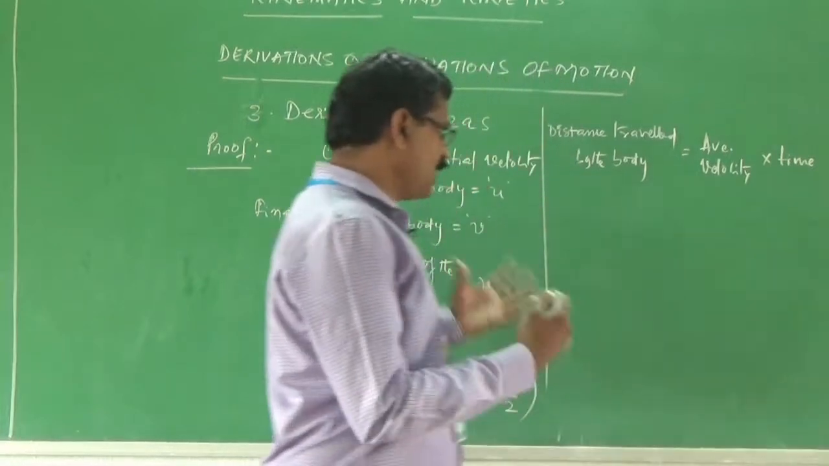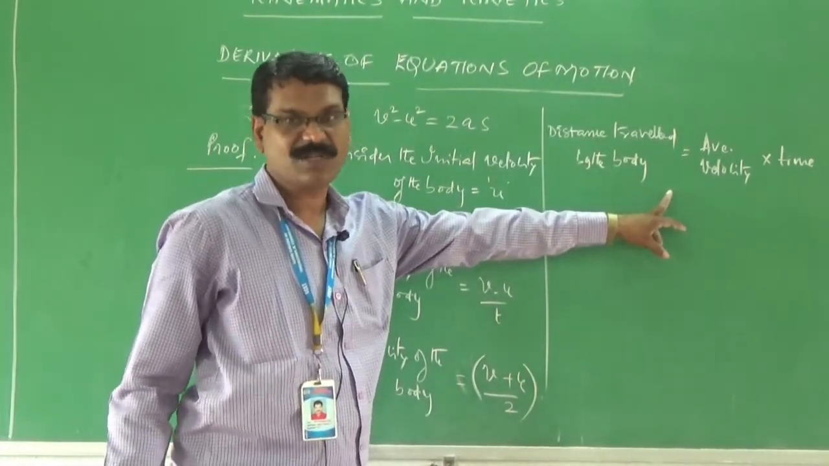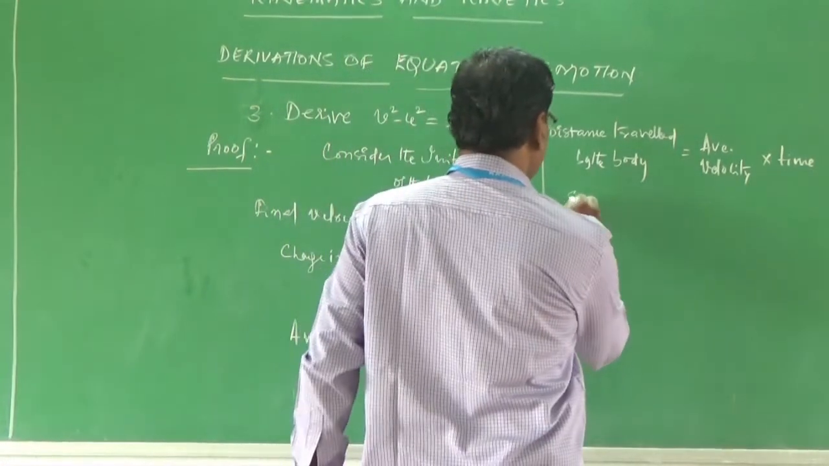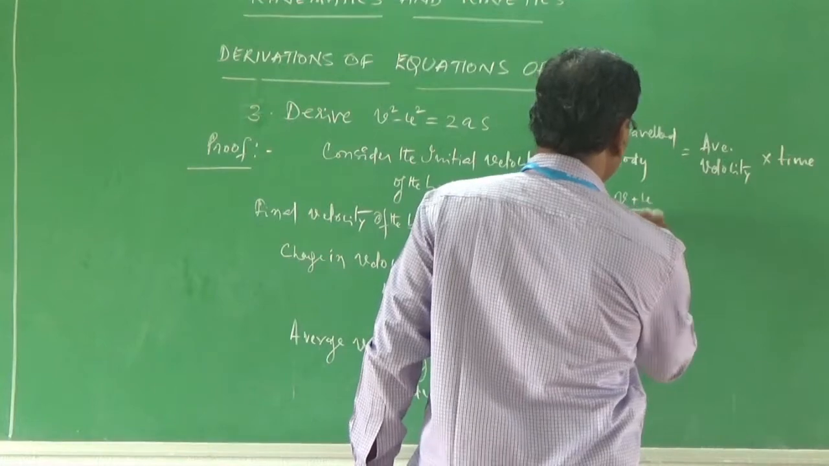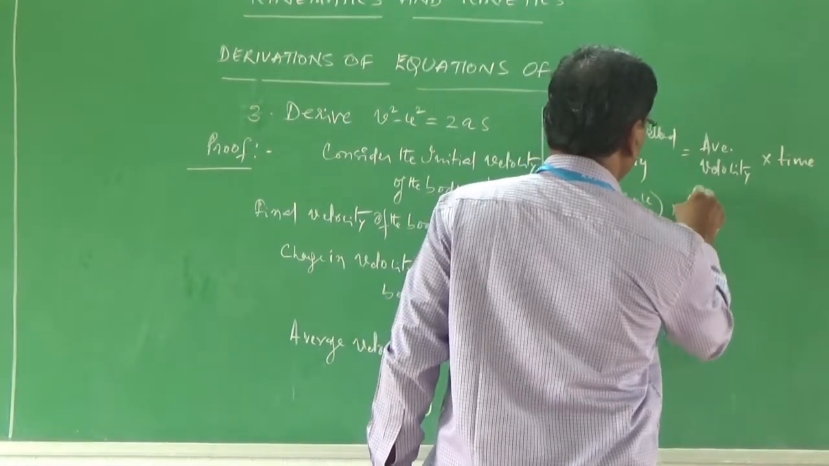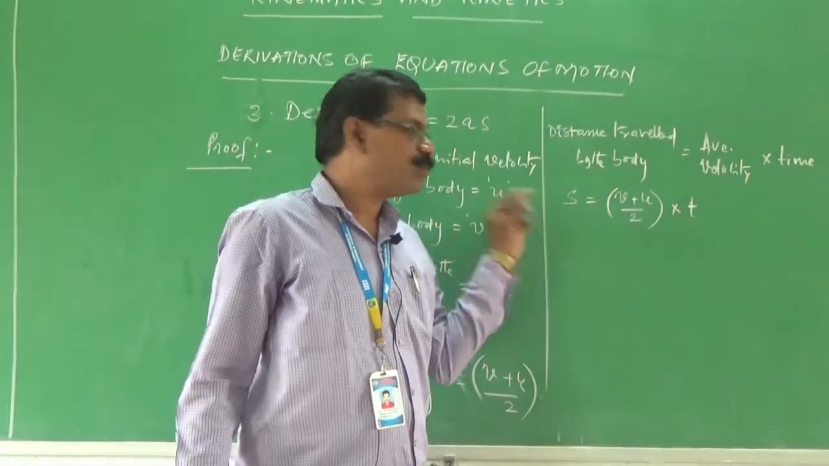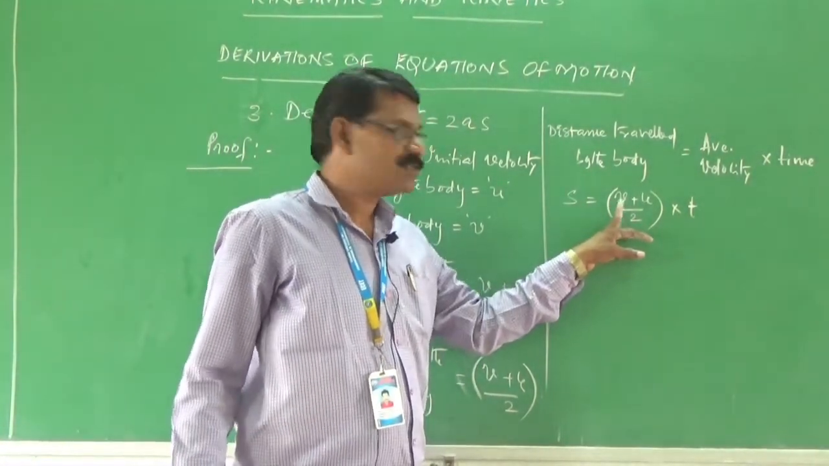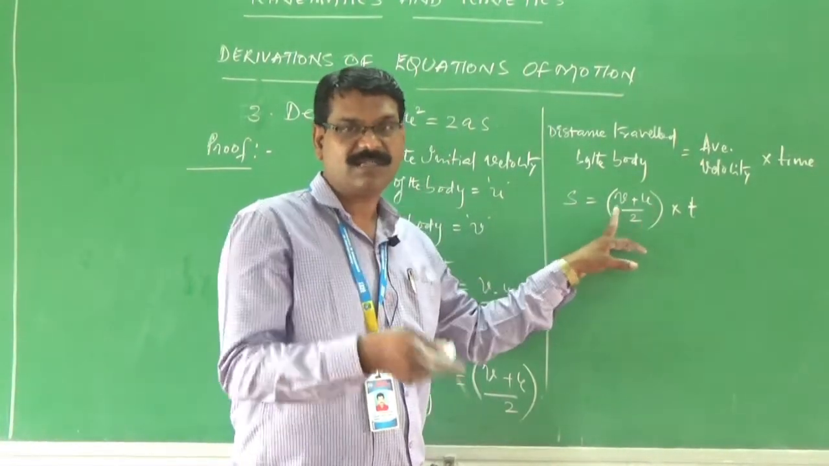If I would like to convert this formula into mathematical representations, I will get S is equal to (V plus U) by 2 into T. So, strictly speaking, my dear students, S is called distance traveled by the body, V is called final velocity, U is initial velocity, and the combination of both of them divided by 2 is considered as average velocity.